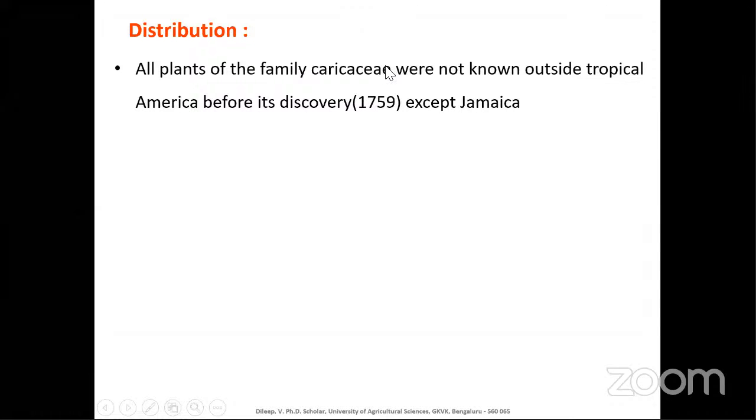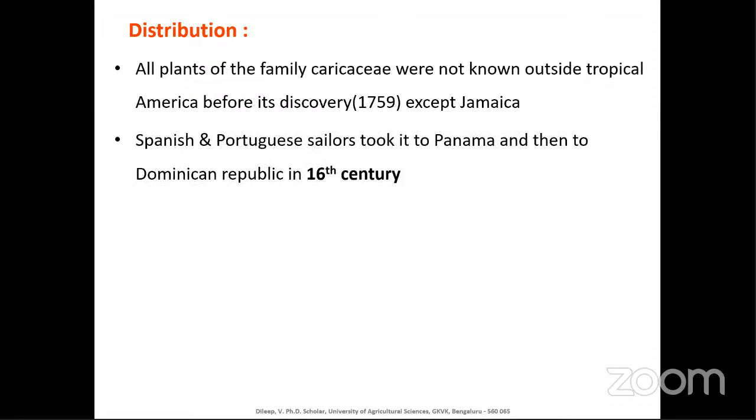Up to 1759, the papaya was only confined to tropical America, in the central part of Mexico, and apart from that, only in Jamaica it was found. But after the discovery of America, that is after Columbus discovered America, it came to be known, and by travelers like sailors it was distributed to the other parts of the tropical world. The first distributors were the Spanish and Portuguese people.